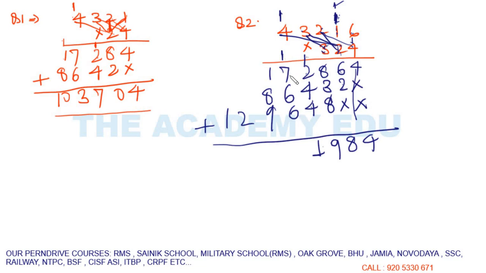So 7 plus 1, 8, 8 plus 6, 14, 14 plus 6, 20. So 2 carry over here. Now 2 plus 1, 3, 8, 11, 11 plus 9, 20. So 2 carry over here. 2, 2, 4 and this one. This is your answer. This is how we multiply, right?